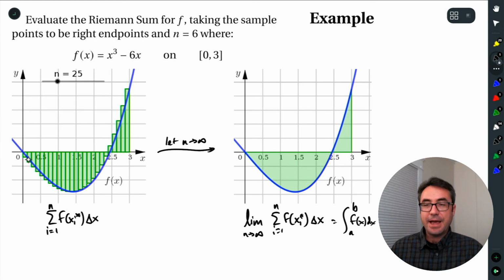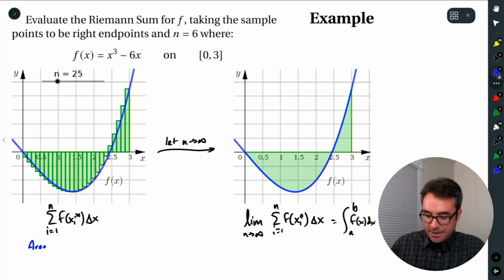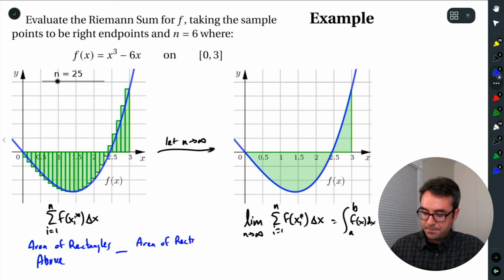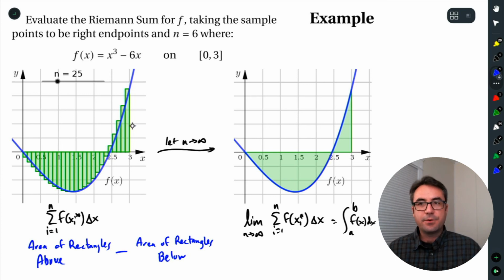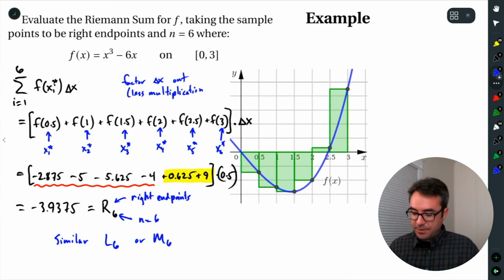And another way to think of the value of our Riemann sum, in terms of area, is that it's the area of the rectangles that are above minus the area of the rectangles that are below. These rectangles that are above, we can figure out their area. All these rectangles that are below, we can figure out their area. And when we calculate the Riemann sum, those rectangles that are below give us a negative value. When we add everything together, we get the area for the rectangles that are above minus the area for the rectangles that are below. And that's precisely what we are seeing in this.